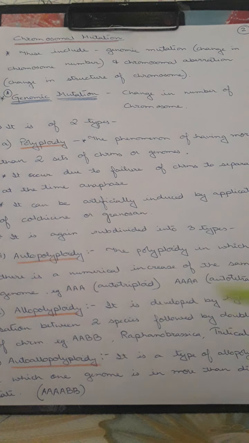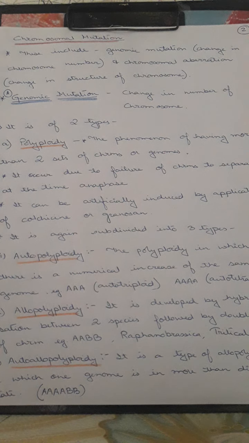But if two different species are doubled after hybridization, then it is known as allopolyploidy. For example, AABB. This individual is formed by hybridization of two different individuals. For example, Raphanobrassica and Triticale. Triticale is the first man-made cereal, so this is important. It is an allopolyploid and the first man-made cereal. Raphanobrassica is a cross between two different plants and a new type of variety is produced.